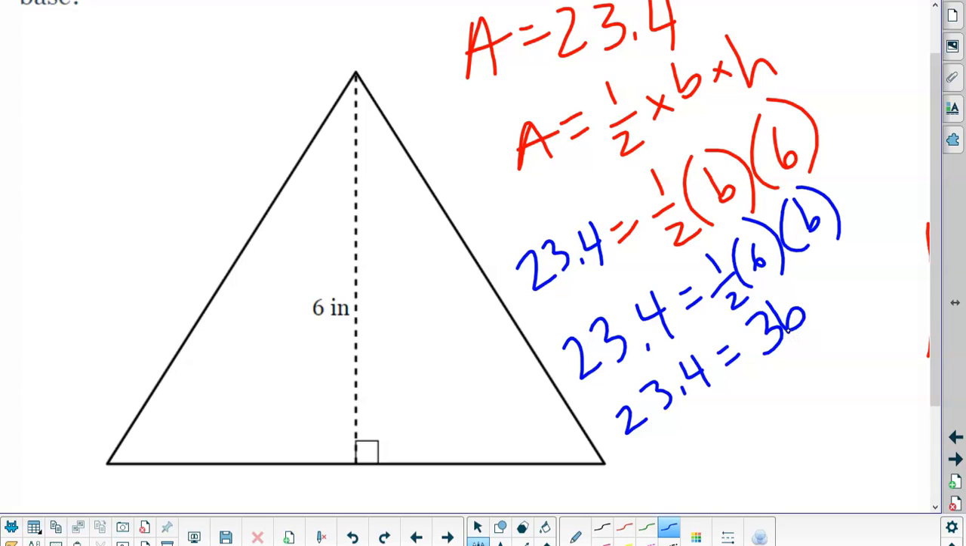Now, if you did any equation solving in 7th grade, which you should have, you should know that to get the letter b by itself, you simply divide by that coefficient. So I'm going to divide both sides by 3. That means my base is equal to whatever 23.4 divided by 3 is. So I'm going to get my calculator out, which you can't see, but I have it off screen here. I'm going to clear it. I'm going to do 23.4 divided by 3. And I get 7.8. And that is what the base is.